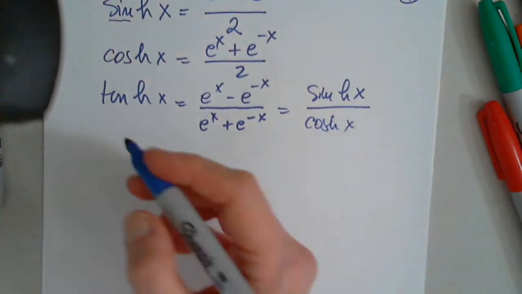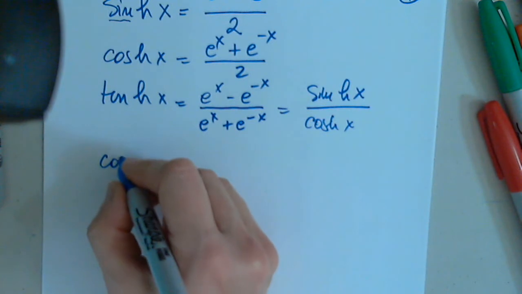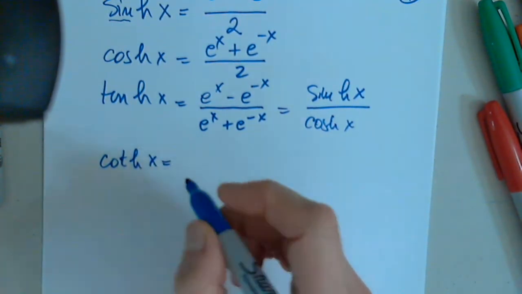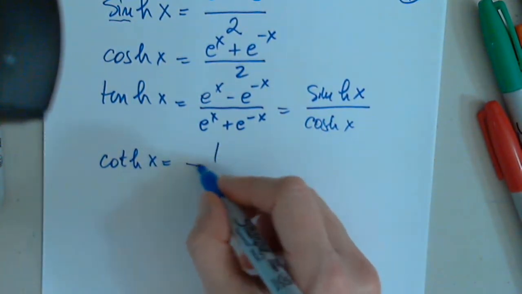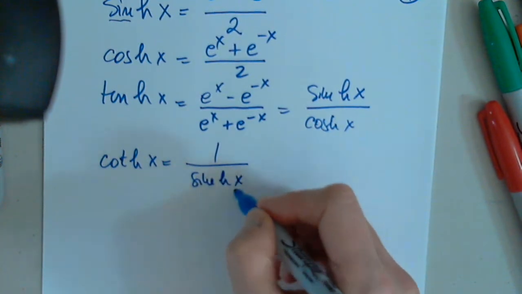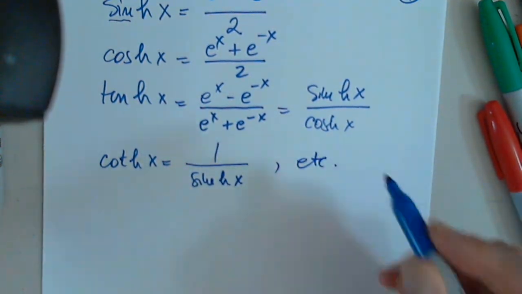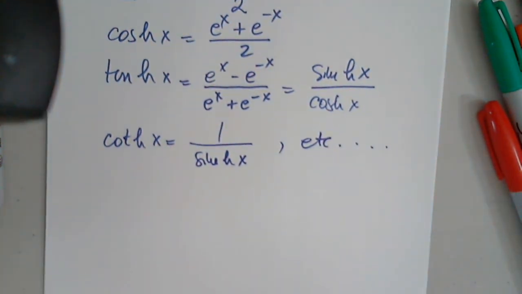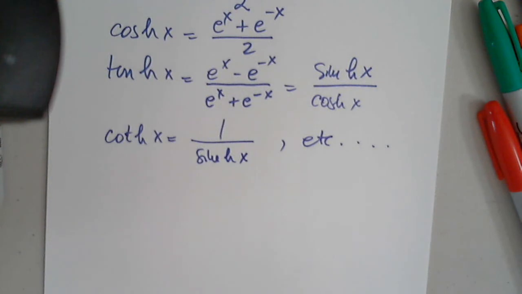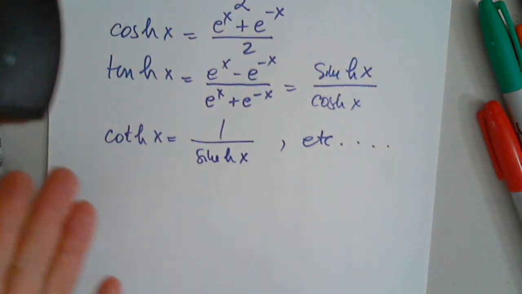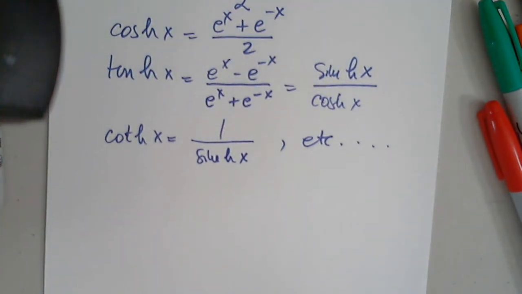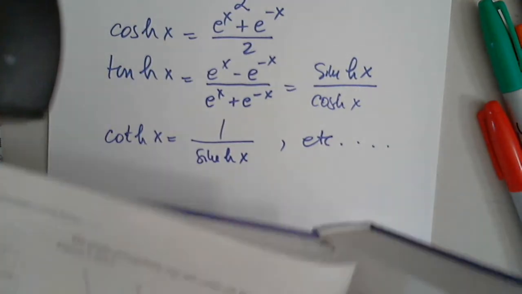And of course, everything else is the same. Hyperbolic cotangent x is 1 divided by hyperbolic sine, and so on and so forth. Everything else is the same. I only want you to remember, and also because the relationships are the same. So here they are. I'm not going to test you on this.